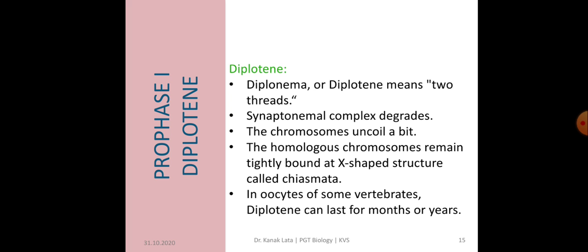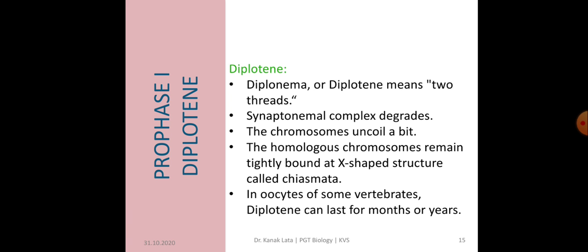Now it is about diplotene. Diplotene or diplonema means two thread. In this phase, the homologous chromosomes start separating. The synaptonemal complex degrades and the chromosomes uncoil a bit. But the homologous chromosomes remain tightly bound at X-shaped structures called chiasmata. This is the identifying feature to locate the diplotene stage.